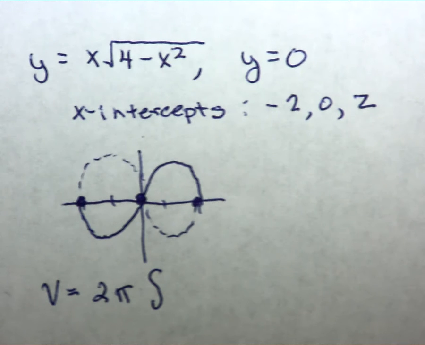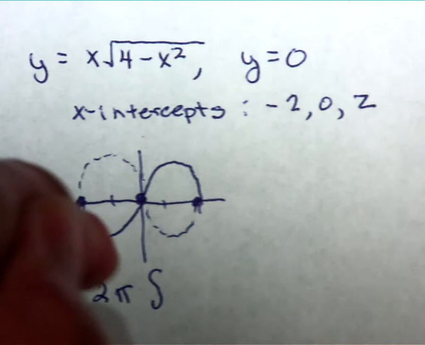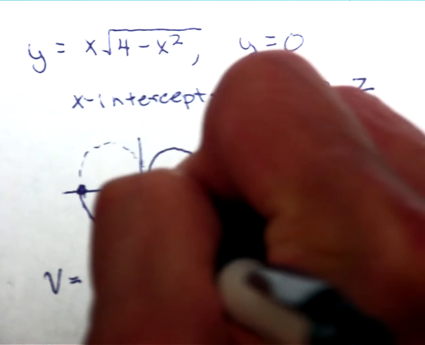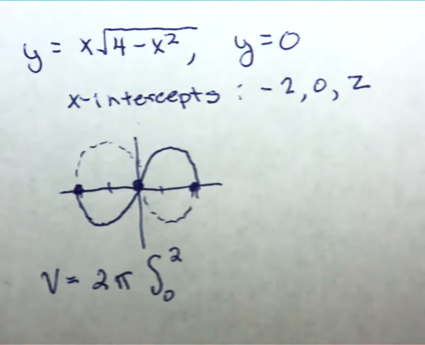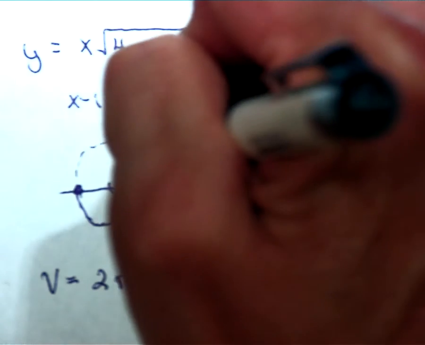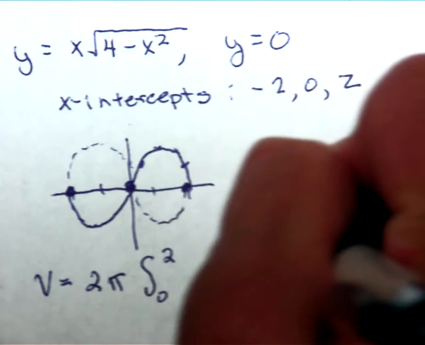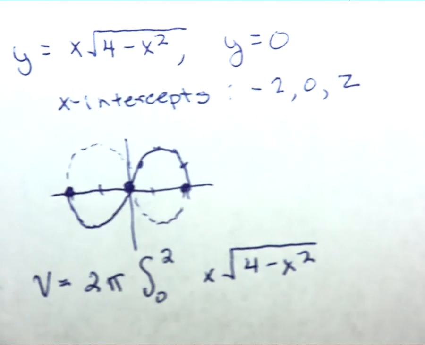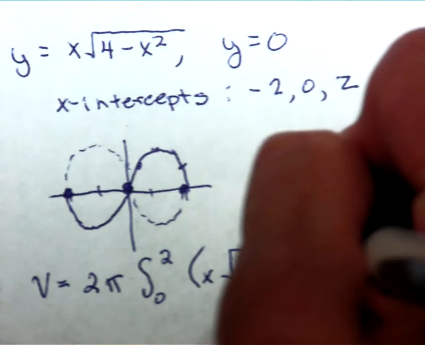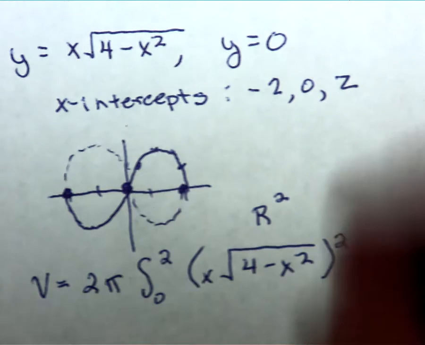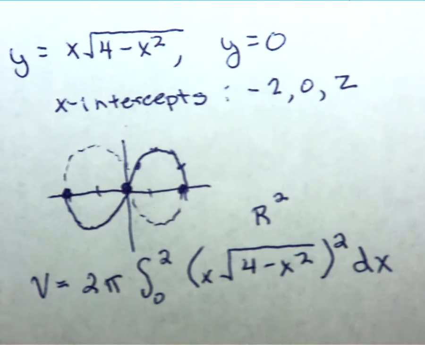Yes. You don't want to go all the way from negative 2 to 2. If we did integrate from negative 2 to 2, what do you think that integral would be? 0, because there's just as much area below the x-axis as there is above the x-axis. So we only integrate from 0 to 2. What's the function that determines the radius of each of those coins or each of those discs? X times square root of 4 minus x squared. So that with a square outside is r squared. We're integrating with respect to x.